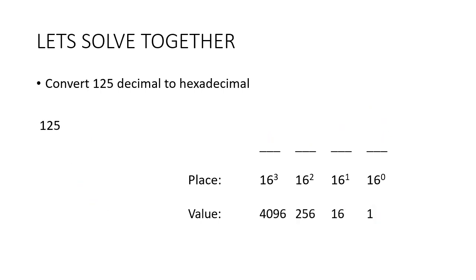Okay, let's take a look at another one. This says 125 decimal to hexadecimal. So we have a 0 for our 4096's place. 256 is too big of a number, so we're going to put a 0 there. However, in the 16th place, 125 is divisible by 16. If I say 125 divided by 16, I get 7. And 16 times 7 is equal to 112. So I take 112, I subtract it from my original number, and I get 13.